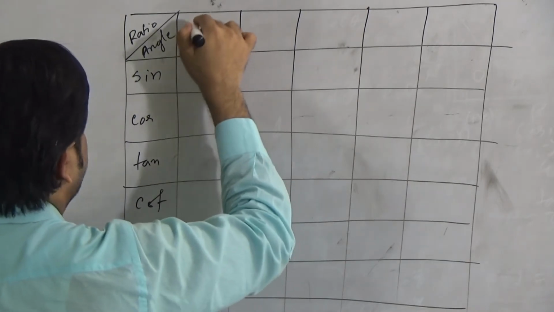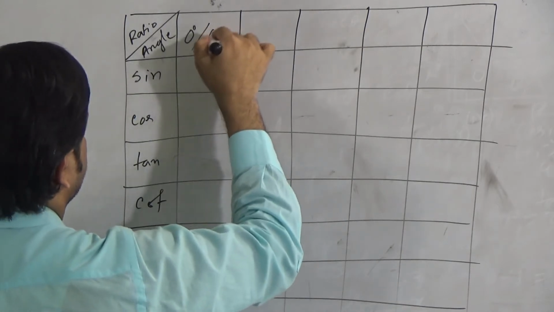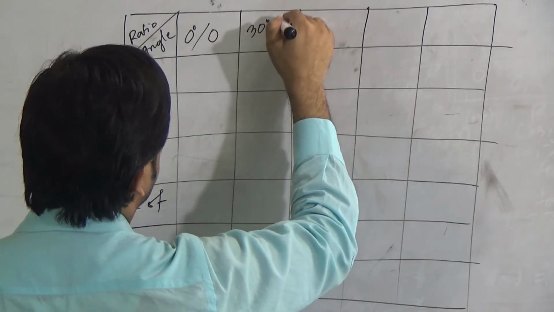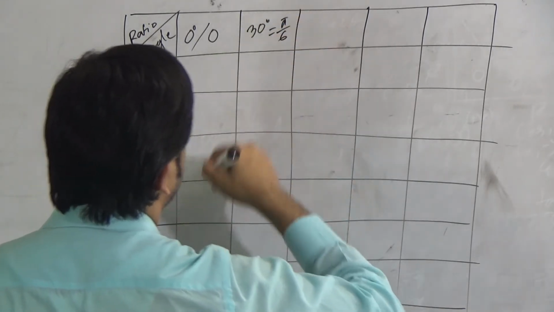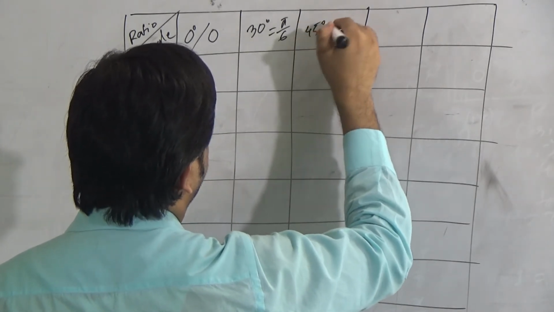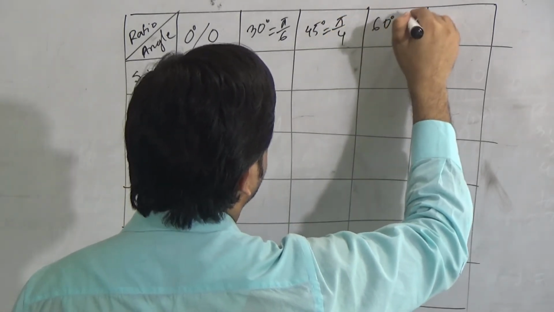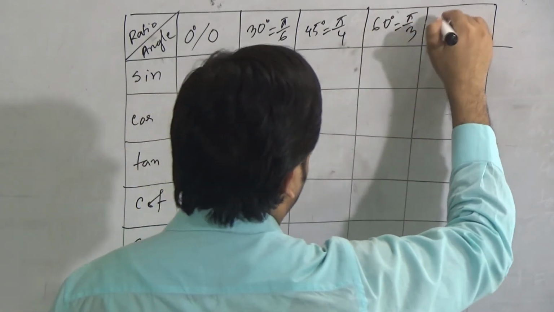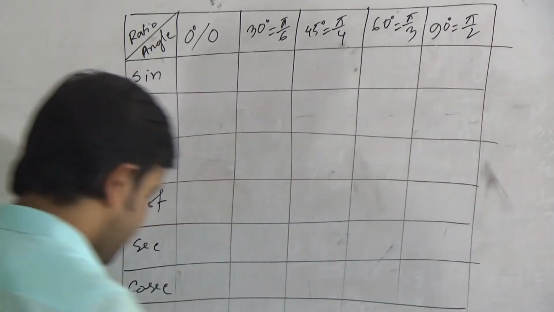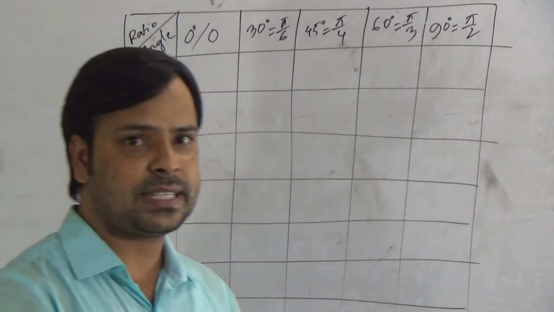Then here is 0 degree, or if expressed in radian, that is 0. And 30 degree expressed in radian is pi by 6. 45 degree in radian will be pi by 4. 60 degree in radian will be pi by 3. 90 degree will be equal to pi by 2. So the angle may be given in both units, sexagesimal system or circular system.